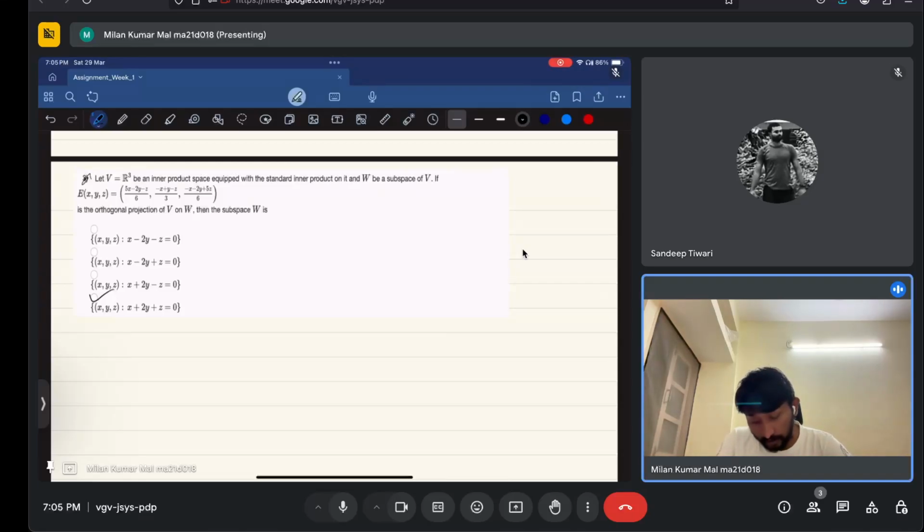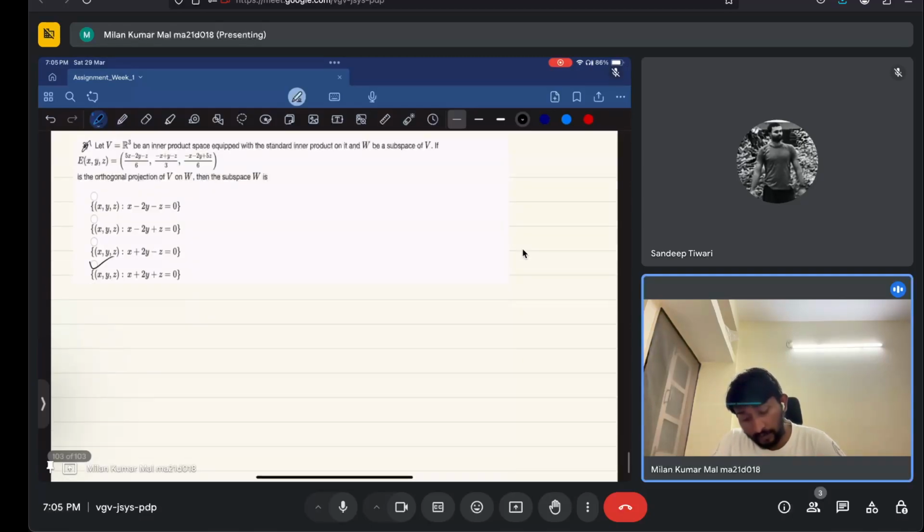Okay, I am not understanding the question. The inner product space is R3 with the standard inner product, W is a subspace of V, and E is given by this. This is the orthogonal projection of V on W. It asks what the subspace W is. So E is given this way.